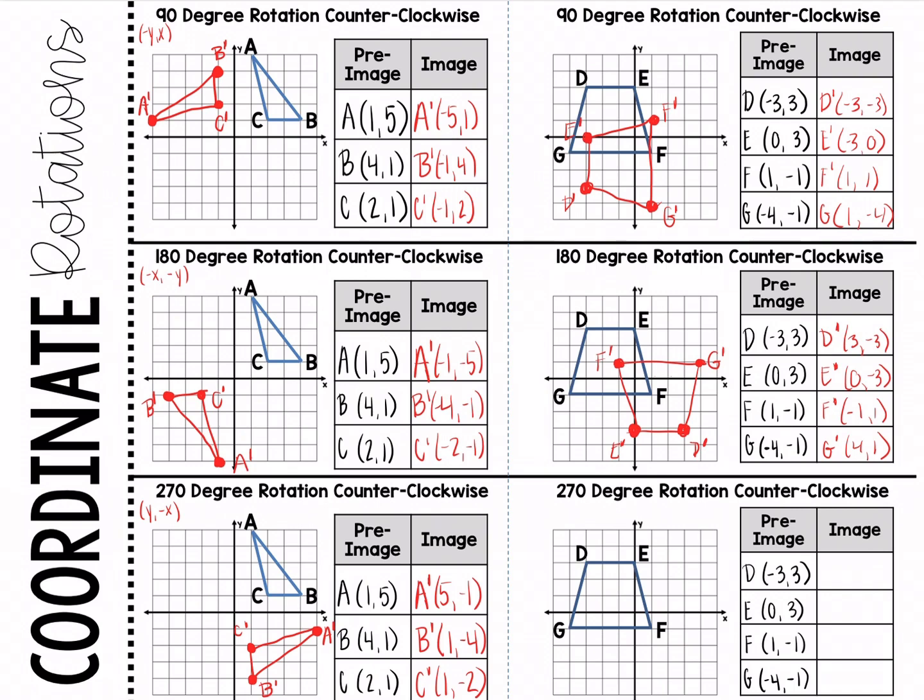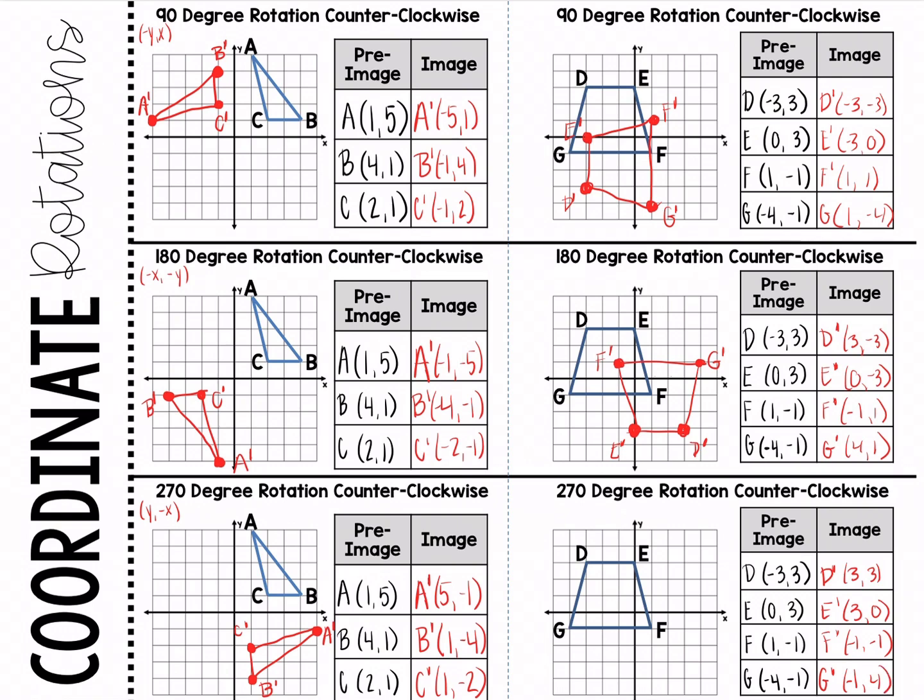So then we have D, E, F, G. And so D is negative 3, 3. So D prime is going to be 3, 3. E prime is going to be 3, 0. F prime is going to be negative 1, negative 1. And G prime is going to be negative 1, 4.